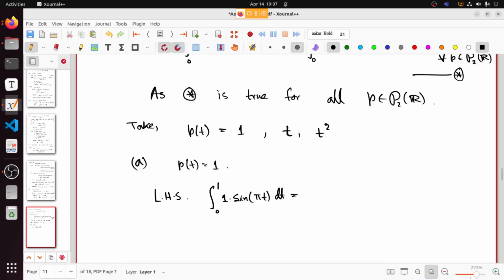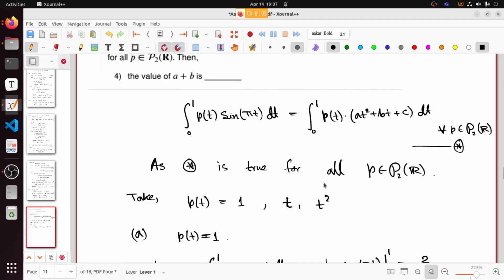So for the convenience, first I am taking p(t) equals to 1. Then the integration of sine pi t, what will it be? It will be minus 1 by pi cos pi t, from 0 to 1. If you put it in, cos pi is minus 1, cos 0 is 1, so it is basically 2 by pi. Right?